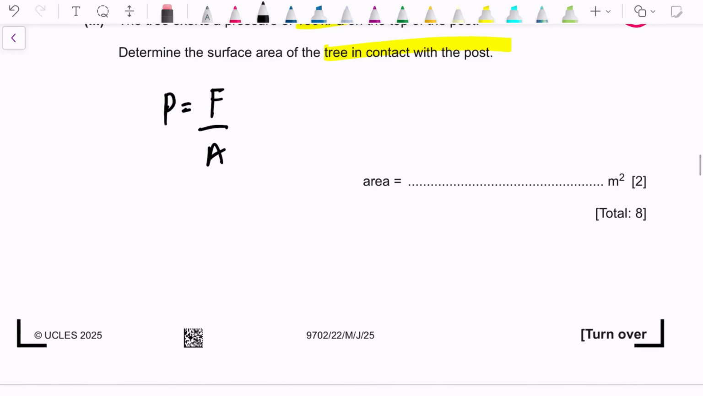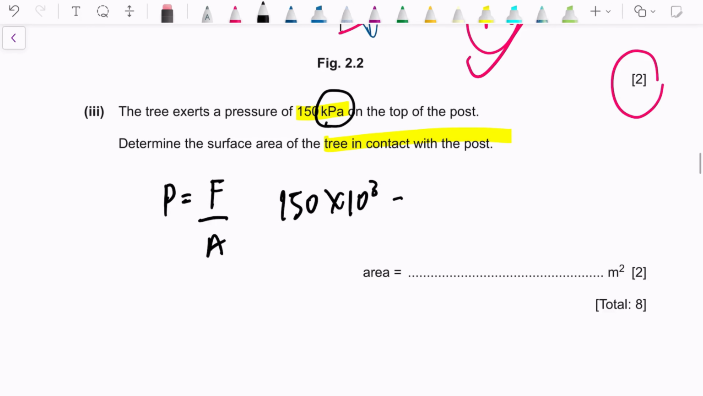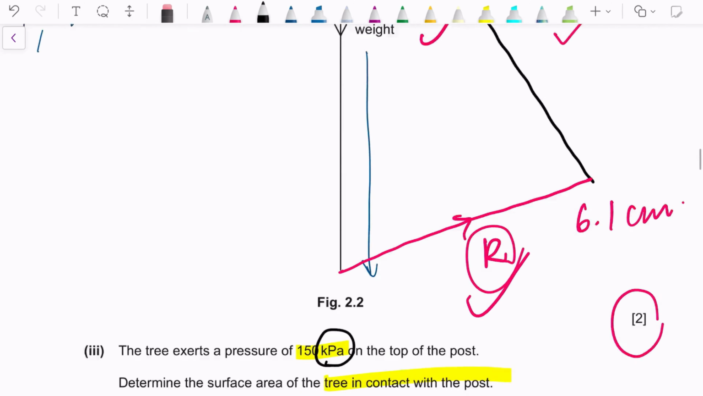Your pressure is 150 times 10 to the power of 3. Why? Because it's in kilopascal. Don't forget to change it to pascal. Equals force, which is 1800. Why? That is the force acting on the post. And every force has a reaction force. And here they ask what?